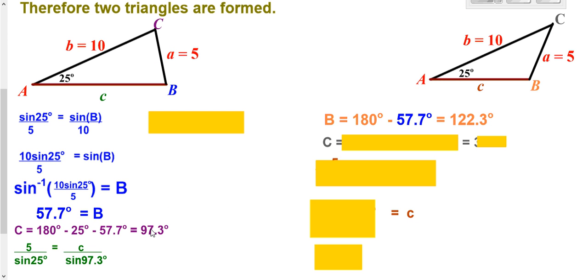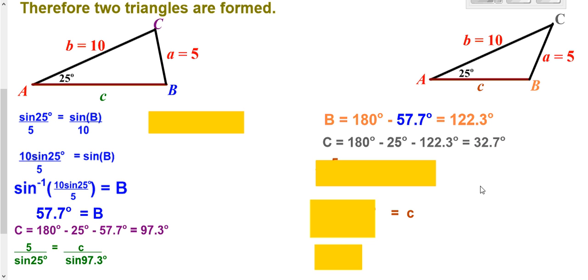Then I have to solve my second triangle. Once again, I already figured out angle B because that was supplementary to my first angle B, but nothing else is related between these triangles. So now, if I know this is 25, this is 122.3, I can subtract from 180 to get angle C, and I get angle C to be 32.7.